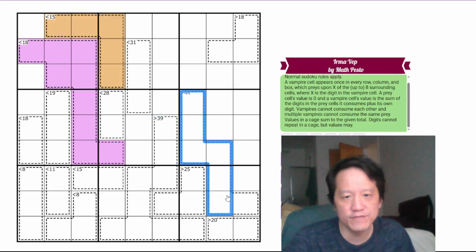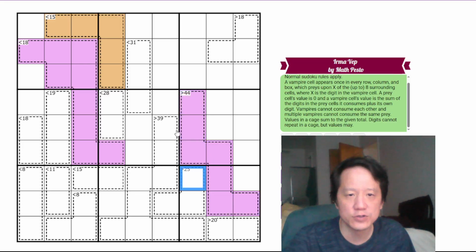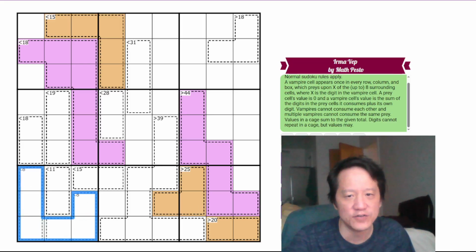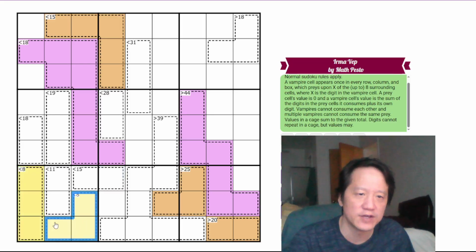The greater than 44 should be helpful because that's 7 digits. Yep, so this should be helpful also. The greater than 25 will be helpful because that's 3 digits which are greater than 25. 2 digits greater than 20 will be helpful. Less than 8. Both of these combined is helpful, but I don't know if that's helpful in itself.